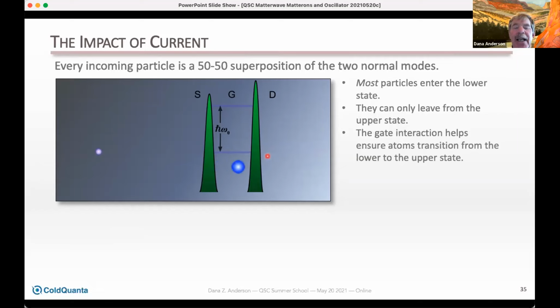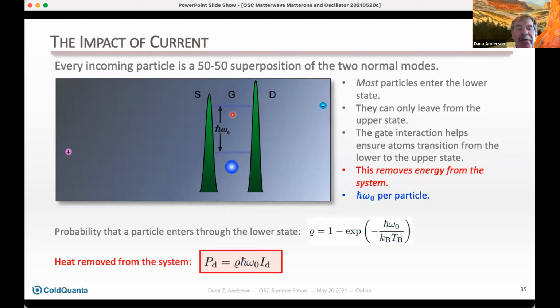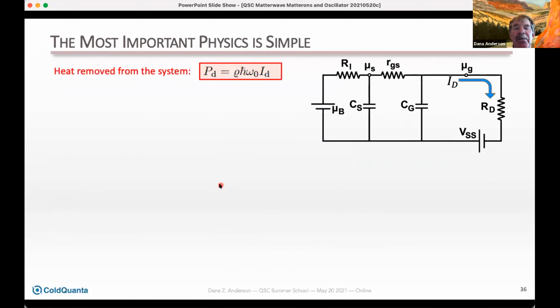All right, so here's the oscillating condensate. Here comes an atom. The condensate causes coupling between the two modes. The only way it can leave is from the upper state. And so this removes energy from the system as a whole, h bar omega naught per particle. And you can calculate how this takes place and the probabilities. And you see that heat is removed from the system because of the current that's induced by the oscillating condensate. And the most important physics of the oscillator is quite simple.